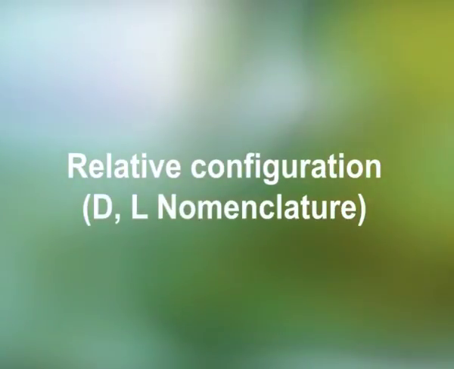The determination and specification of configuration is an essential part of the structure determination of a molecule. Of course, this is helpful in determining the structure. Here is one application of stereochemistry, that is, the determination of structure. Determination of molecules displaying stereoisomerism, including chiral ones, the relative configuration. Now we will know about relative configuration, D and L nomenclature.